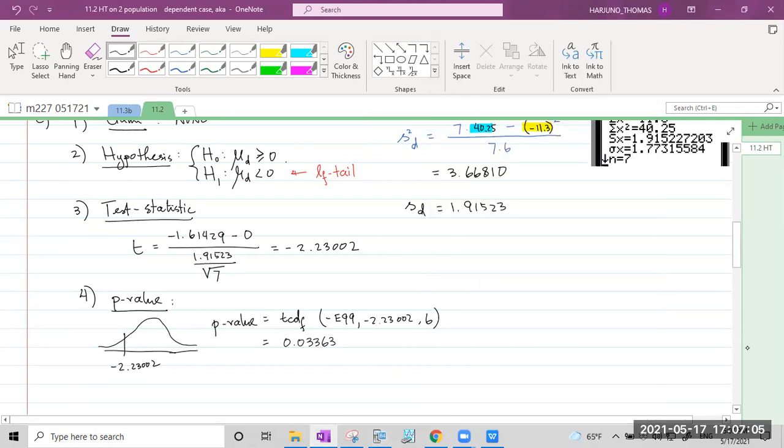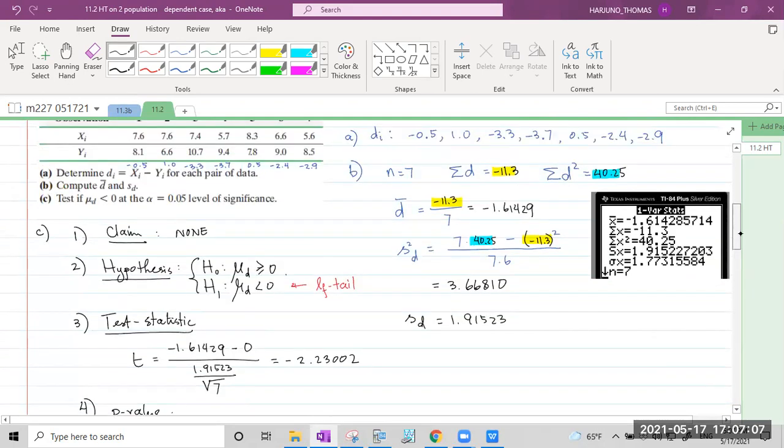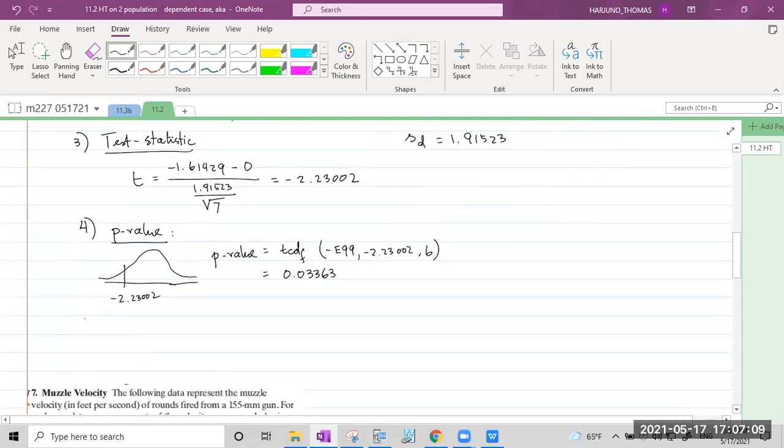Okay, the alpha is what? Let's see, what's the alpha? 5%. Okay, so reject null hypothesis. Informal conclusion: reject null hypothesis. But we cannot get a conclusion because there's no claim.